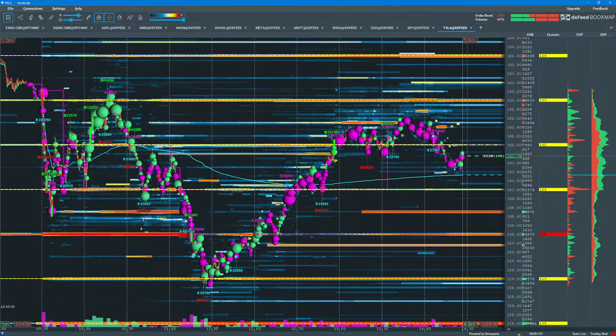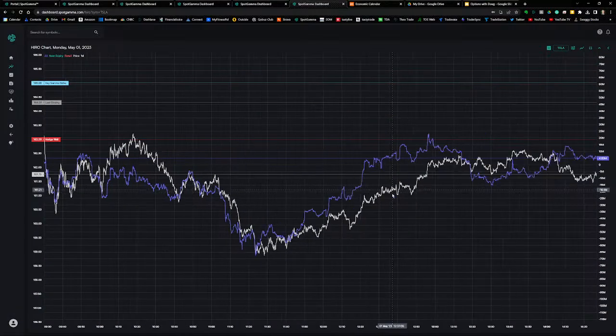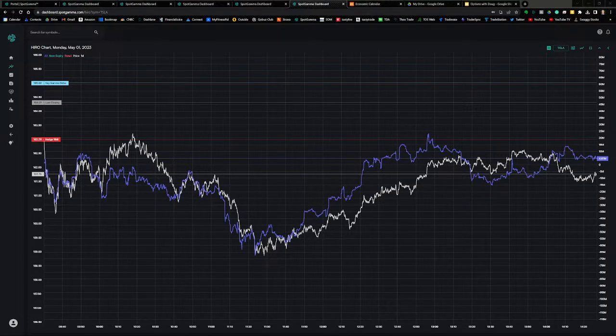And let's take a look at Hero one more time. And then there's a confirmation long. Hero starts to move up, and price follows. And note now that price has leveled off as Hero has leveled.